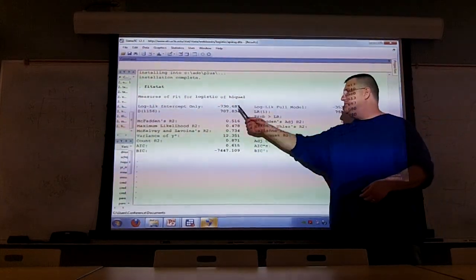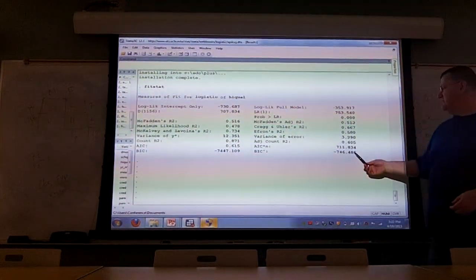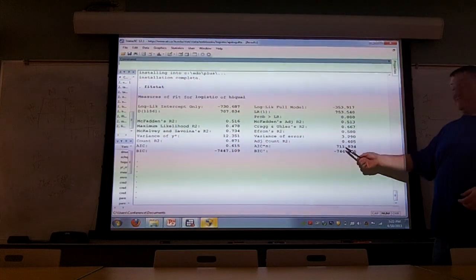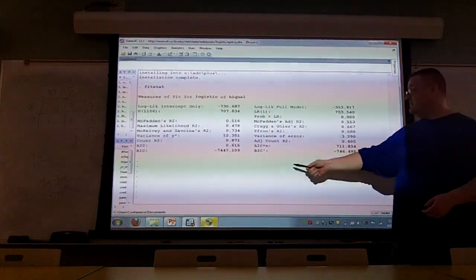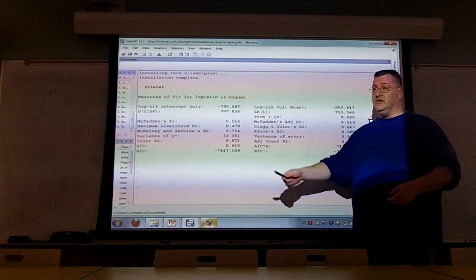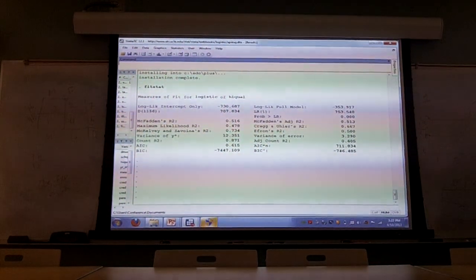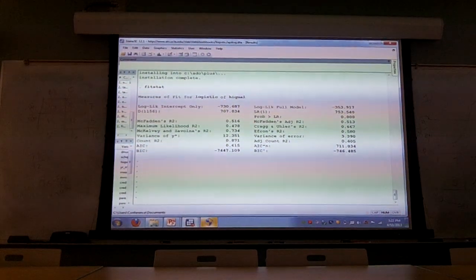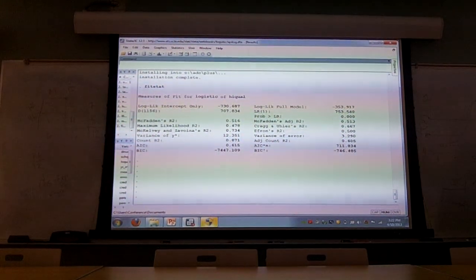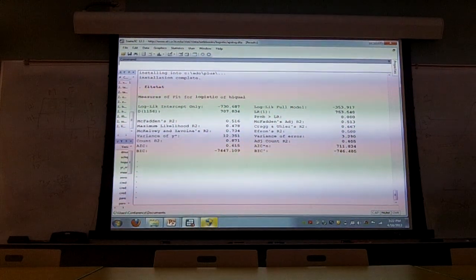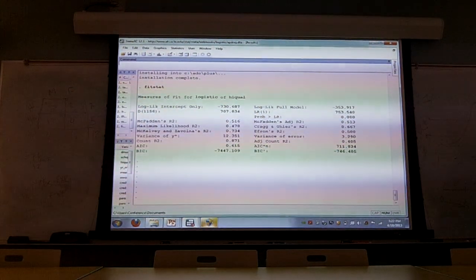Here's the BIC from the original model. Here's the BIC from the full model. Even though it's negative, this is still bigger than this. Right? Some software programs flip it around. So if you are going to use a different piece of software, understand how they're reporting and how to interpret their AICs and their BICs.